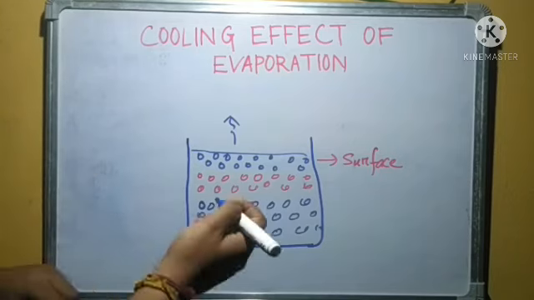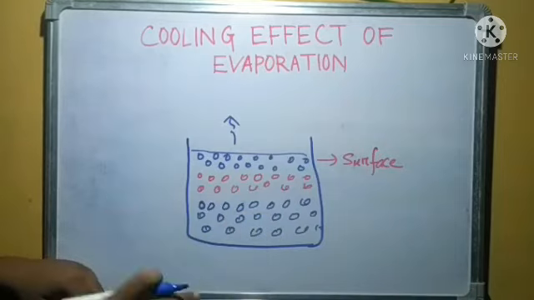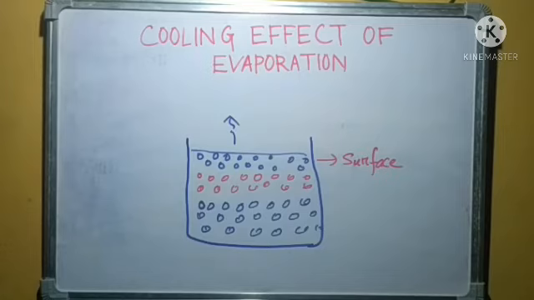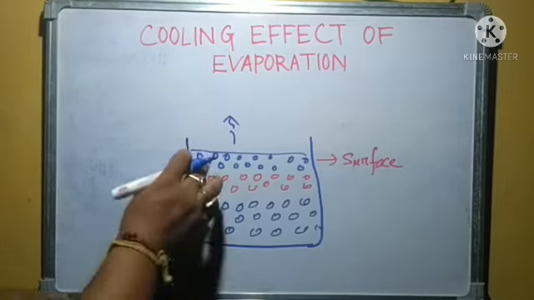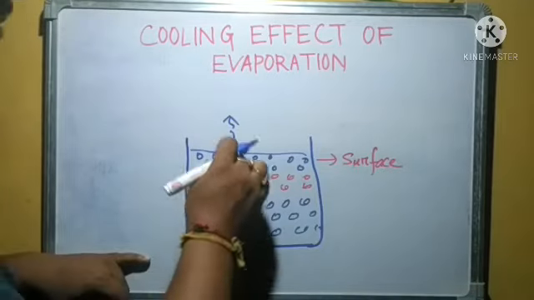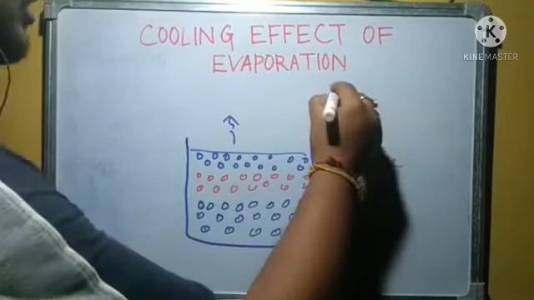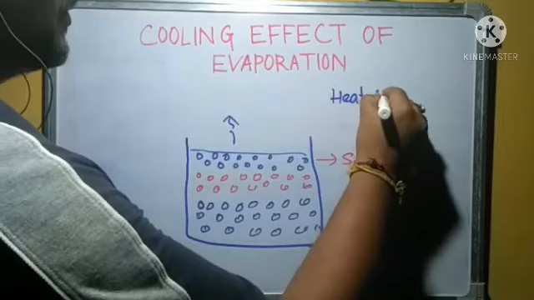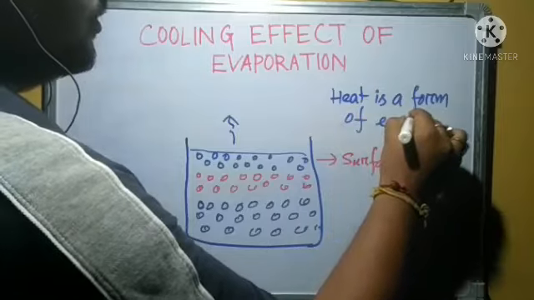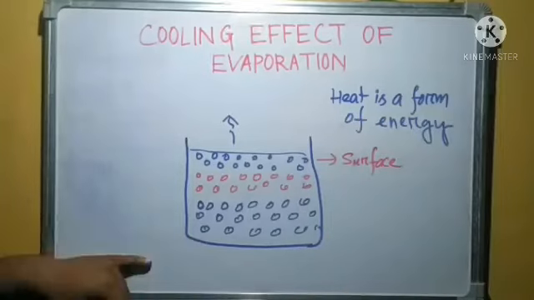So how do we get higher energy? One way is that they already have higher energy than the particles below the surface. We know that particles at the surface of a liquid generally have higher energy than the particles below the surface. But the energy that they contain may not be sufficient to evaporate. So they need some extra energy in the form of heat. We already know that heat is a form of energy.